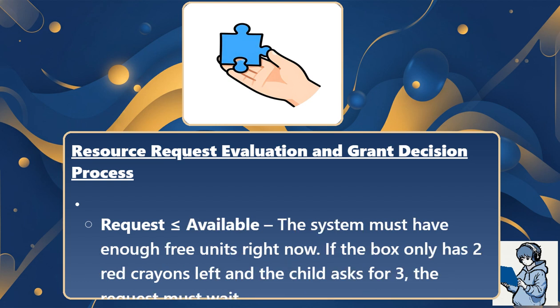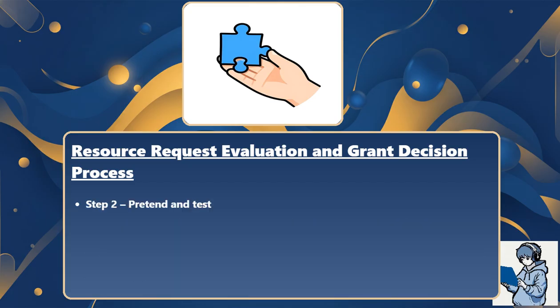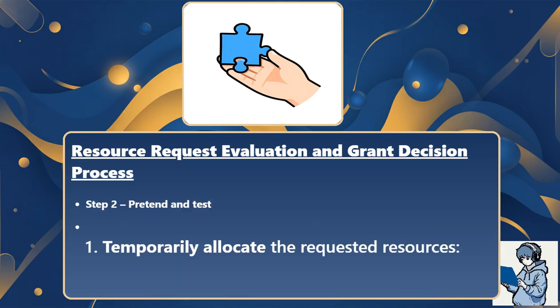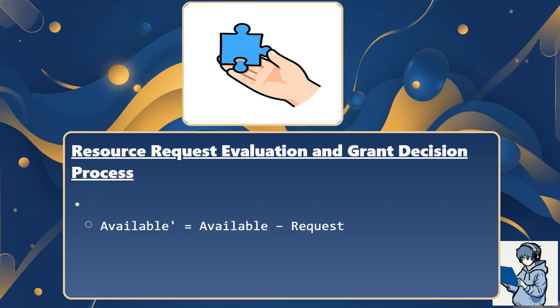Request less than or equal to available. The system must have enough free units right now. If the box only has 2 red crayons left and the child asks for 3, the request must wait. Step 2: Pretend and test. Temporarily allocate the requested resources. Available prime equals available minus request. Allocation prime equals allocation plus request.